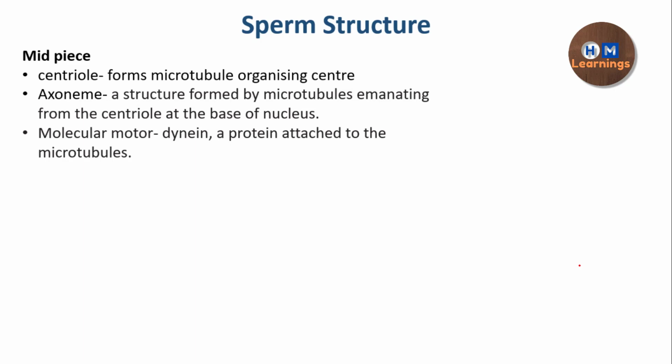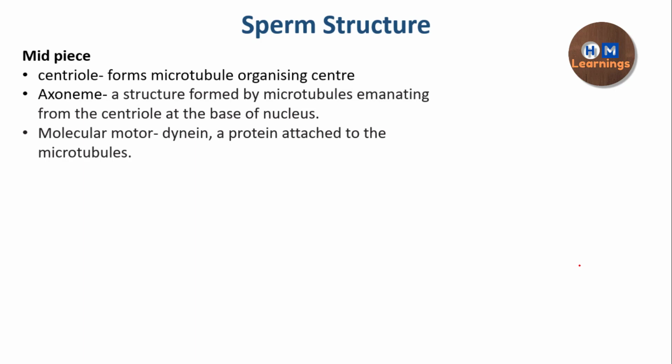So this molecular motor and this microtubule, both of them are leading to the movement of the sperm, and dynein is an ATPase which is going to utilize the ATP produced by the mitochondria, and that ATP, which is a chemical energy, will be converted into mechanical energy by this molecular motor dynein, and thus the sperm will move forward.